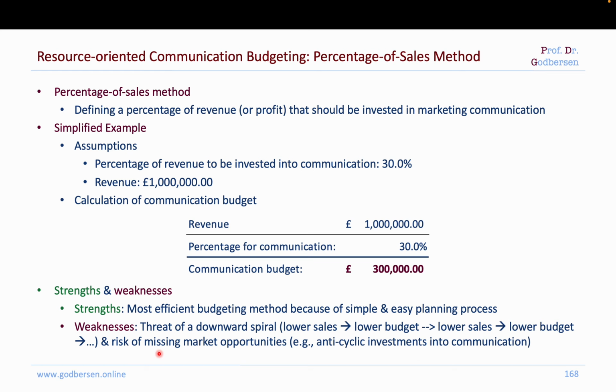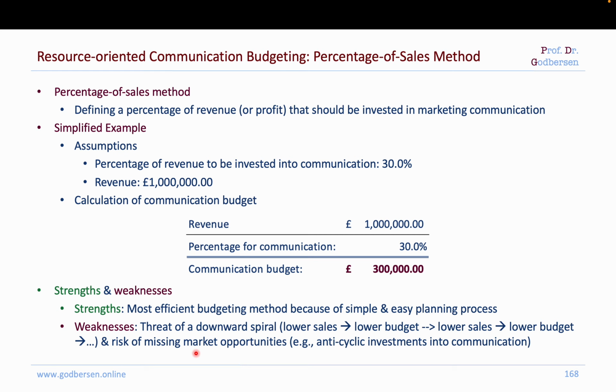You can go into a downward spiral. Lower sales through a recession or whatever will lead to a lower budget. And as I hopefully could just show you on the slide before, advertising has an effect on your sales. A lower budget means lower sales. Lower sales again means a lower budget, and so forth. And furthermore, you might miss market opportunities.